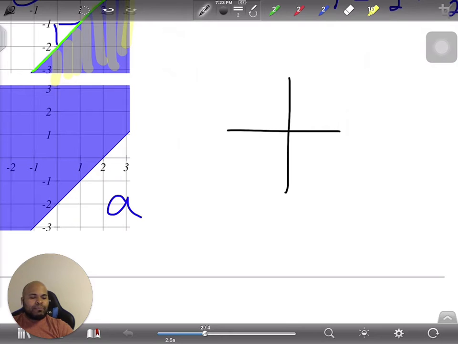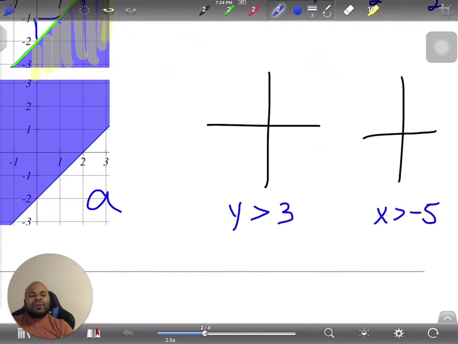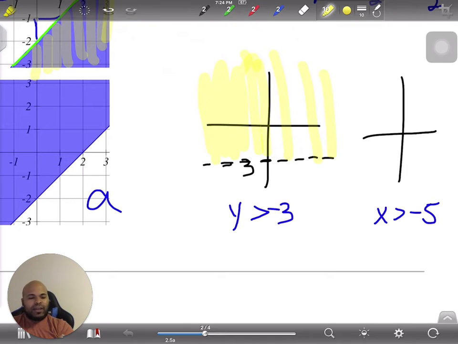I want to point out, just in case, what happens if I ask you to graph only y greater than 3 or x greater than negative 5. Well, if I want y greater than 3, I just find 3. Let's make it negative 3. So I'm going to find negative 3 on the y-axis, because that says y. Is it dashed or is it solid? Well, it's going to be dashed. And am I going to shade above or below negative 3? Well, that says y is greater, so I'm going to shade above negative 3. So everything up here is a solution. Every single number up there.